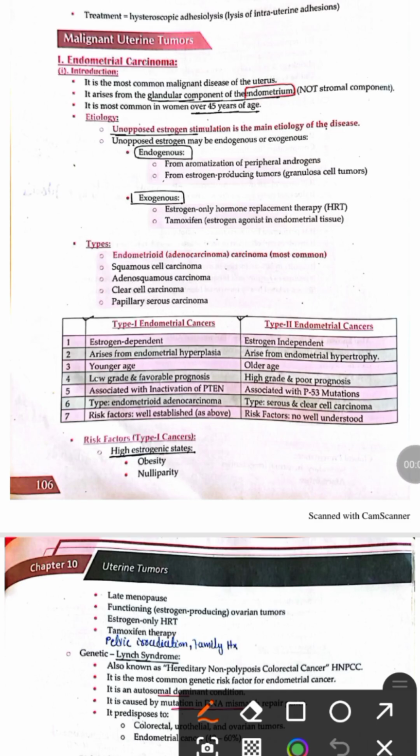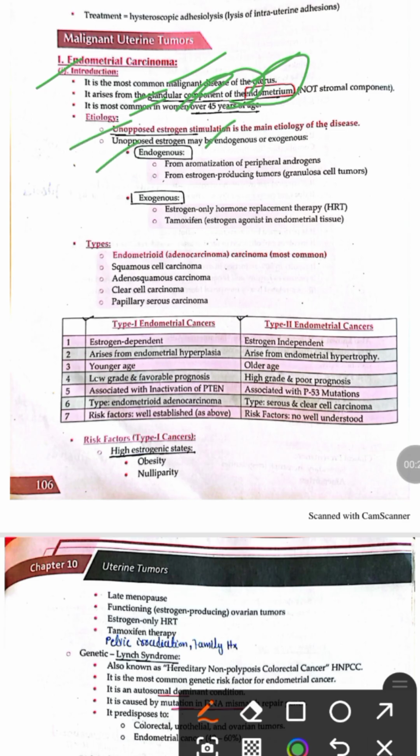Now let's talk about endometrial carcinoma. Endometrial carcinoma is the most common malignant disease of the uterus, and it arises from the glandular component of the endometrium. Endometrial cancer is most common in women over the age of 45 years. The etiology of endometrial cancer is unopposed estrogen stimulation.